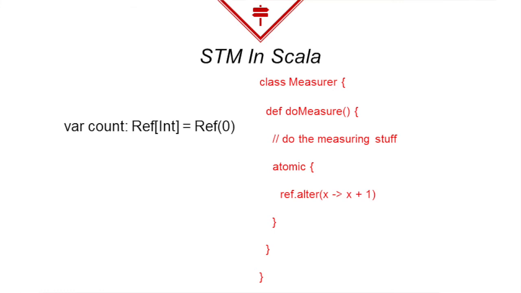So in order to utilize it in Scala, it's even easier. We just have to define our variables with the ref type, ref, which wraps our variable. And then in the method itself, we just have to specify it in an atomic block and wrap the method in the atomic block, and this in turn tells Scala at the software level to actually run STM.